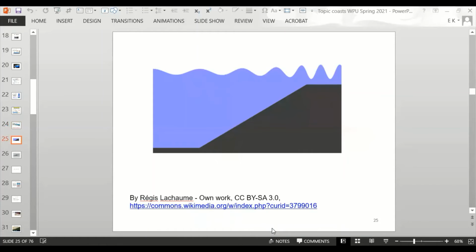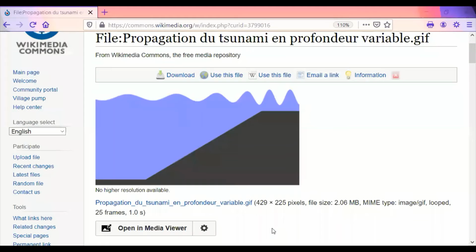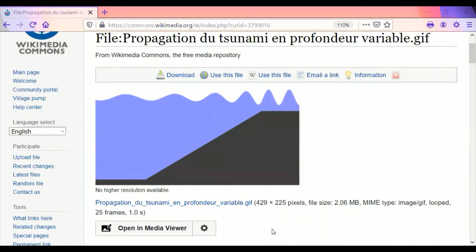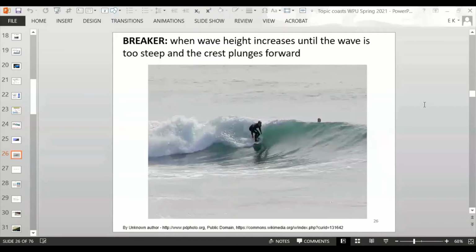And I have this animation to show you. Okay, so this animation is showing you waves in deep water, and then they approach shallow water at the coast. The wavelength is getting shorter, and the wave height gets larger. Okay, and then we get our breaker. That's when the wave height increases until the wave is too steep, and then the crest plunges forward.